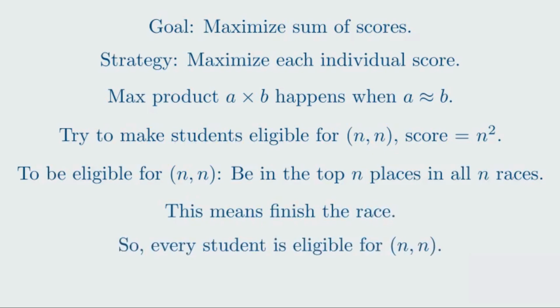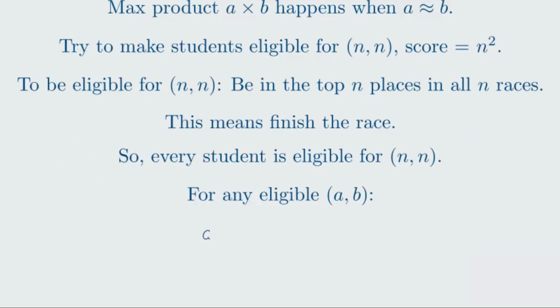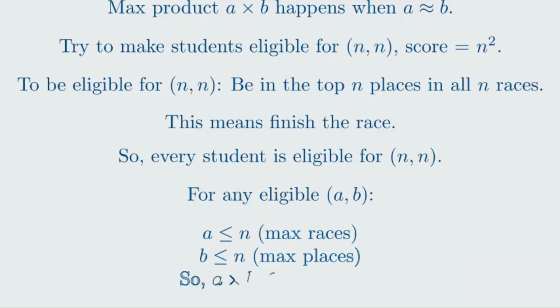Since N is the maximum possible value for A and the maximum effective value for B, the rating NN will always yield a score of N times N, or N squared. Let's formalize this. A student's score is the maximum of A times B for all eligible ratings AB. Since A is at most N, the number of races, and B is effectively at most N, the top N places, the maximum value A times B can take is N times N, which is N squared. And we've shown that every student is eligible for the rating NN. Conclusion: every student's score is exactly N squared.